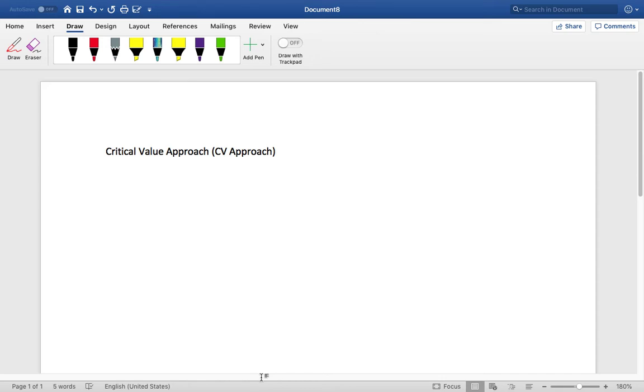The approach we have been using so far to solve these hypothesis testing questions is known as the critical value approach, or the CV approach. So let's just summarize that approach. We have three different scenarios.